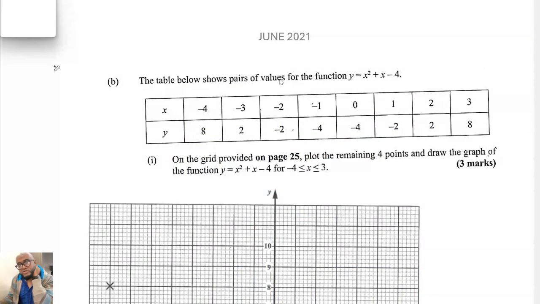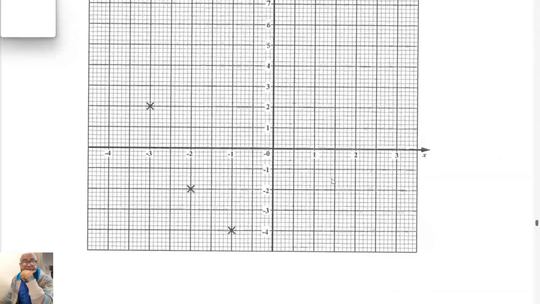The table below shows pairs of values for the function y is equal to x squared plus x minus 4. This is a quadratic, by the way. These are all my x values, these are my y values. On the grid, plot the remaining 4 points and draw the graph of the function y is equal to x squared plus x minus 4 for negative 4 less than or equal to x less than or equal to 3.